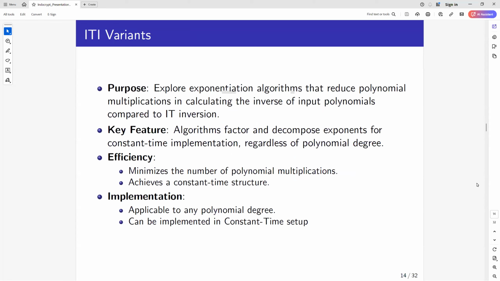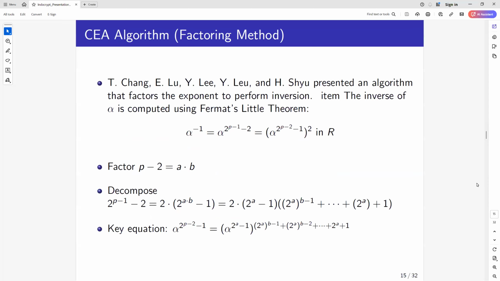Next, our job was to find some other algorithms that can potentially make the FLT-based inversion better. The key feature is that the new algorithms have to maintain the constant time structure, and they have to perform better in terms of the number of field operations compared to the previous FLT-based algorithm, the FLT inversion.